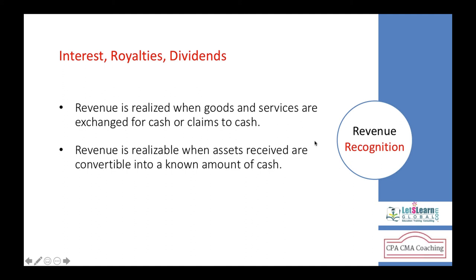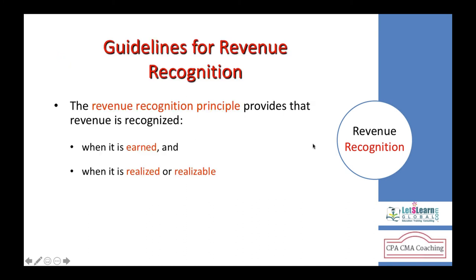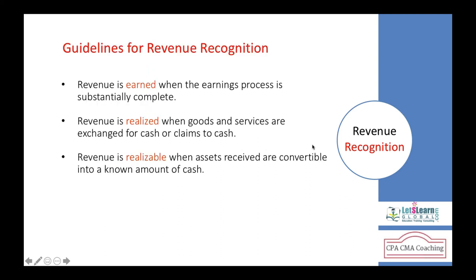Realized, realizable. Realized means you provided services, you sold goods, and the settlement is done, cash is received. Realizable means the earning process is completed, but the amount is deferred to the future. We are going to receive in future. Earned, realized; earned, realizable. In both cases, the earning process should be completed first. The moment earning process is completed, you check whether you received the cash. Yes, realized. Not yet received, it is yet to be realized.